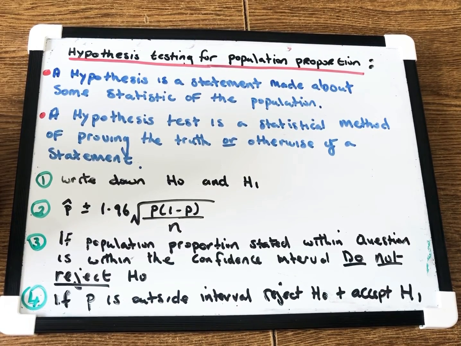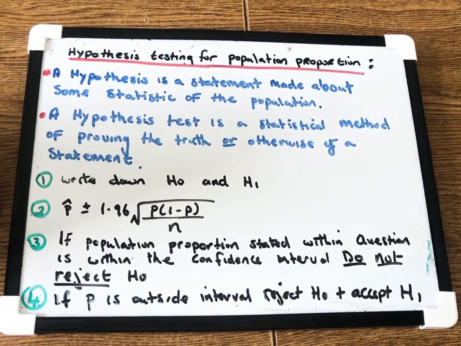In this video we're focusing on hypothesis testing for a population proportion. A hypothesis test is a statement made about some statistic of the population, and it is a statistical method of proving the truth or otherwise of a statement. In your Leaving Cert exam, you'll be given a statement with some numbers about a particular drug, a species of animal, anything like that, and you will be asked to prove whether it is true or not true, whether it's changed or whether it's not changed, and of course that is using a hypothesis test.